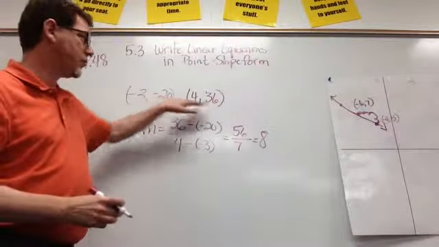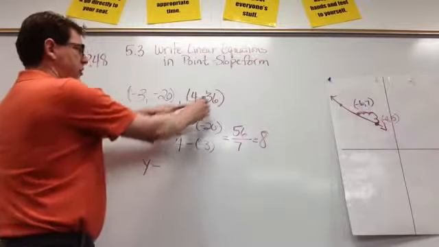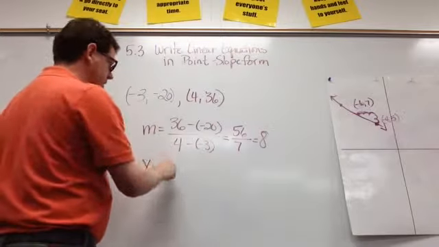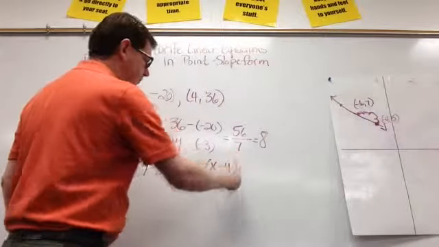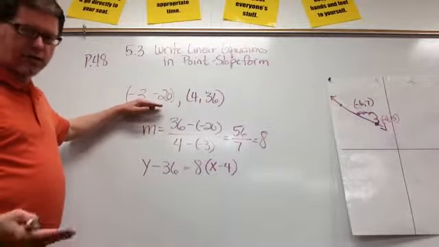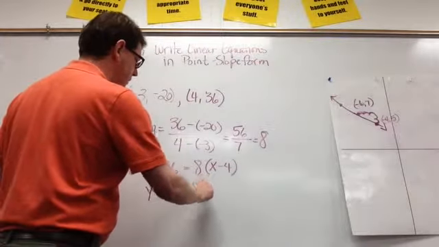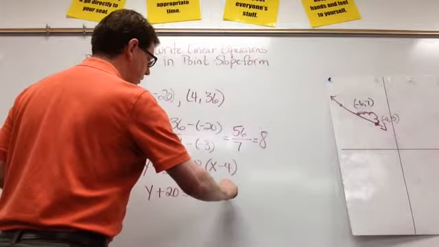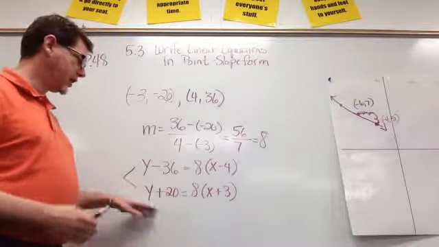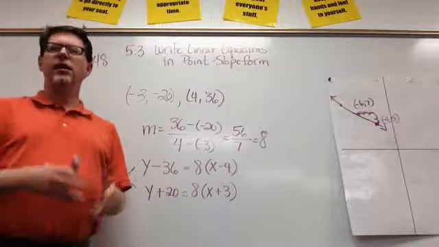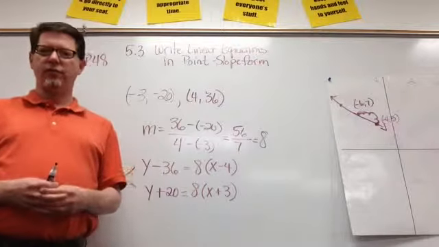So now I pick any point that I want to, plug it in. So I'm going to do y minus, let's choose this one because it doesn't have any negatives. Y minus 36 equals 8 times the quantity of x minus 4. Now I could use the other point as well, and that would be y plus 20 equals 8 times the quantity of x plus 3. Now both of these are exactly the same line, they're just written with different points. And we'll talk later on as to how we can take this and relate it to slope-intercept form of the equation.